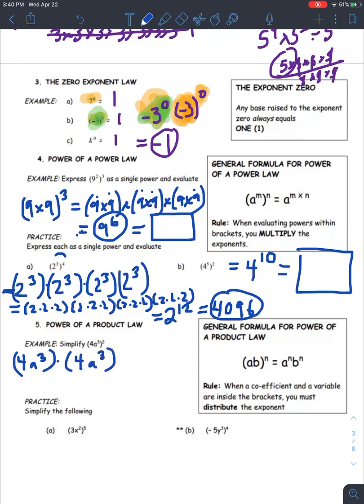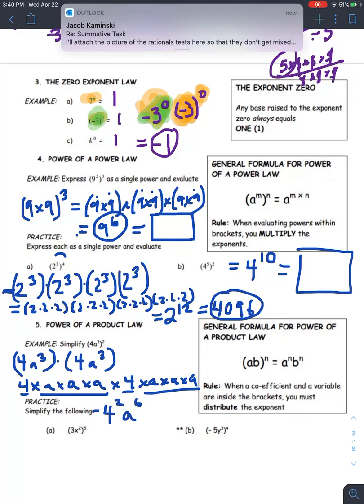If you expand that, you get 4 times a times a times a. That's the first bracket. Times 4 times a times a times a. So if you notice, you get a 6 times and 4 twice. So it's not just 4, it's 4 times 4. And a to the power of 6. So you end up with 16a to the 6.